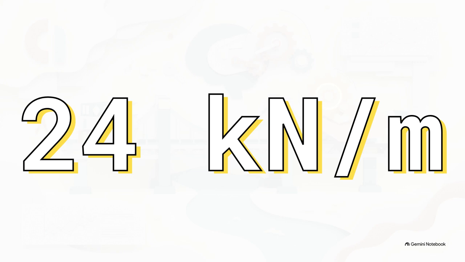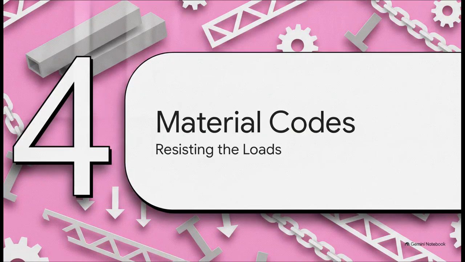So taking a standard 1.2 dead plus 1.6 live combination, that factors up to a design demand of 24 kilonewtons per meter. And that right there is the exact required strength your member needs to resist. Moving right along to Section 4, material codes and connections. Because now that we have our factored loads, we have to prove our materials can actually hold up.